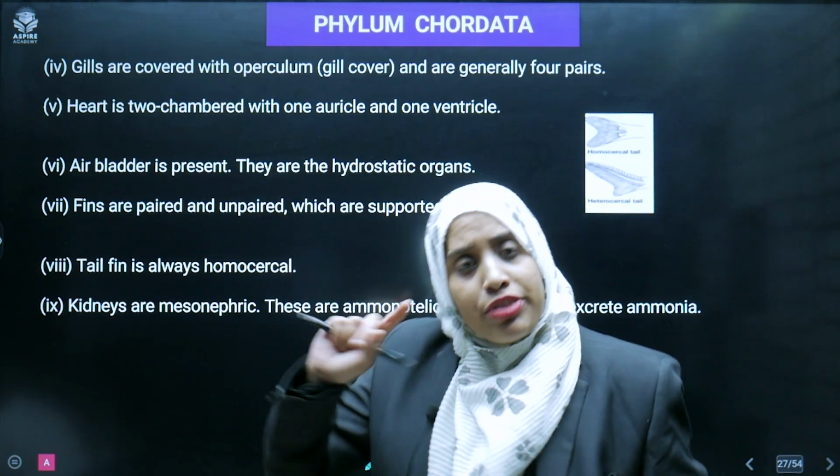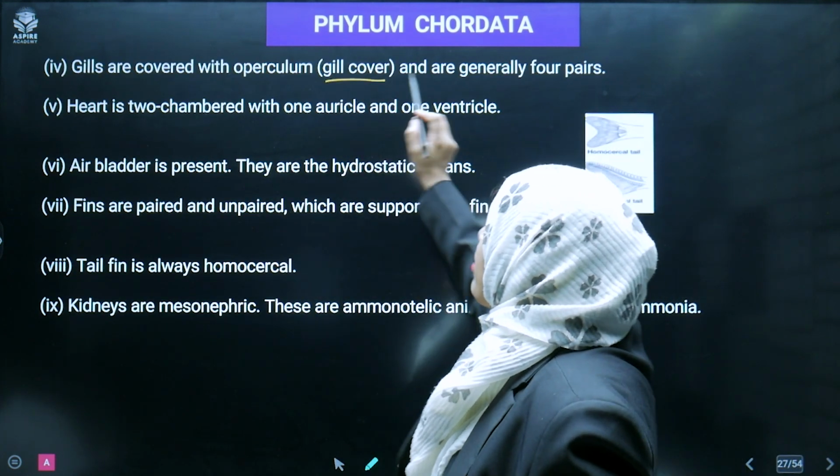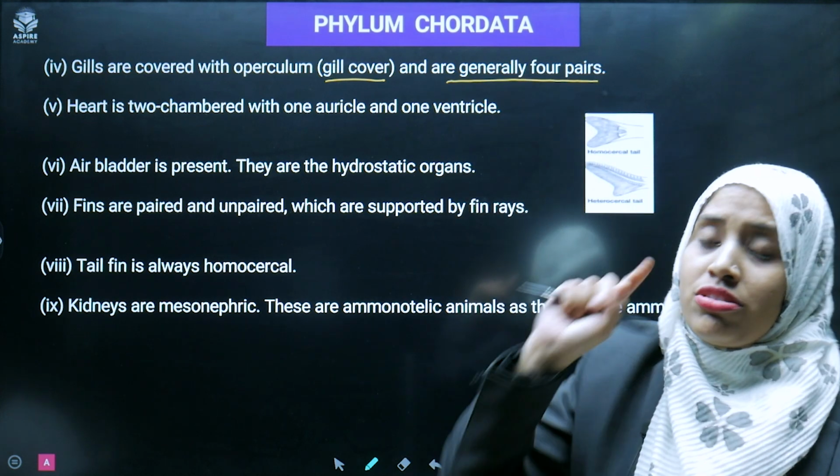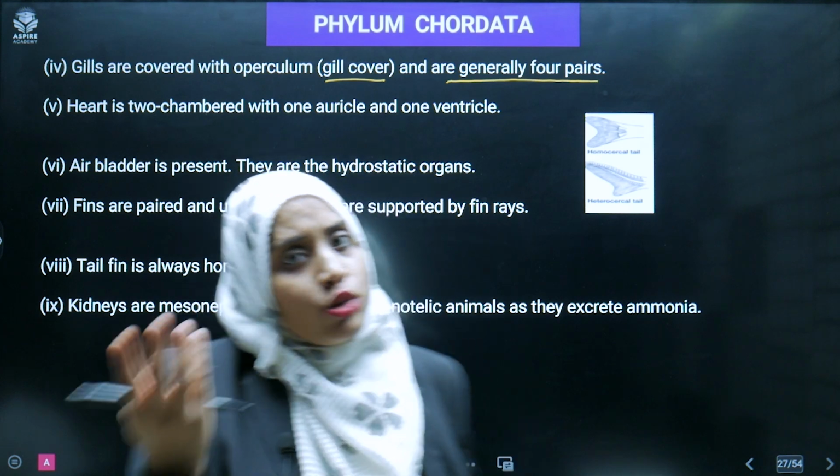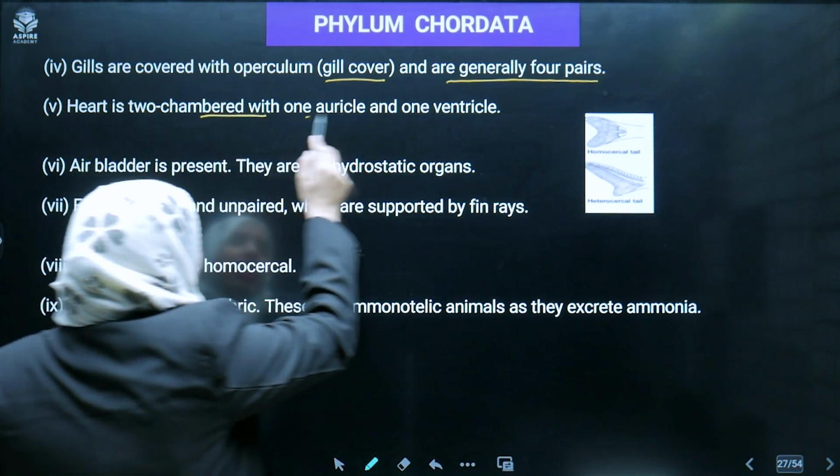Now gills are covered with operculum. Yes, it is very correct. Gill cover है and generally 4 pairs में होते हैं. Now heart 2 chambered. Fishes का heart तो 2 chamber ही होगा. 1 auricle and 1 ventricle.